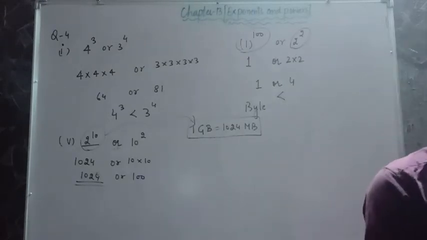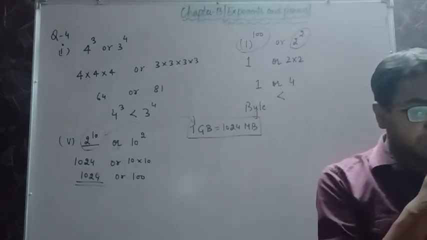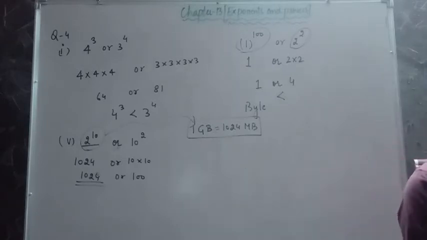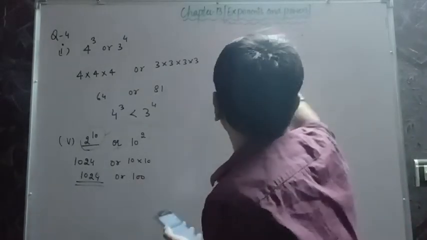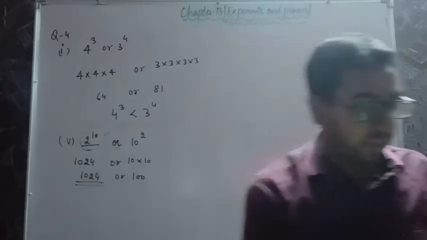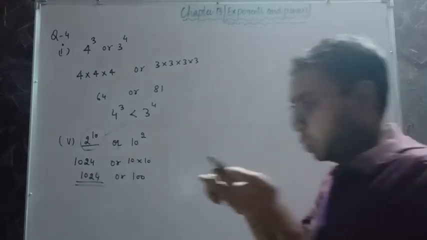Okay. So question number 5. Express each of the following as the product of powers of their prime factors. Almost the same question, no change. Just see the change. Express each of the following as the product of prime factors. Question number 5, I will be doing the first part.